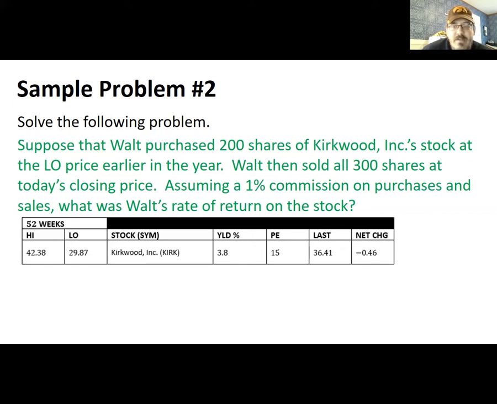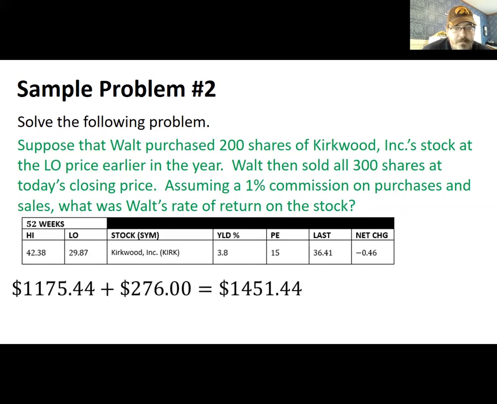Finally, what we need to do is add those two values up. The total gain is $1,451.44. So that's how much he made through this overall buying and selling of the stock. Again, paying the commissions, earning the dividends, all those kinds of things. This is his total net gain.